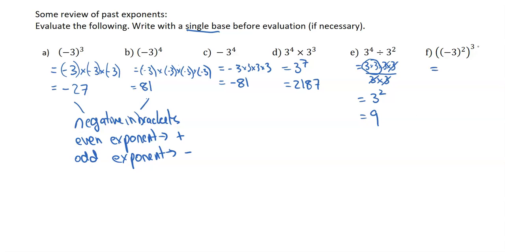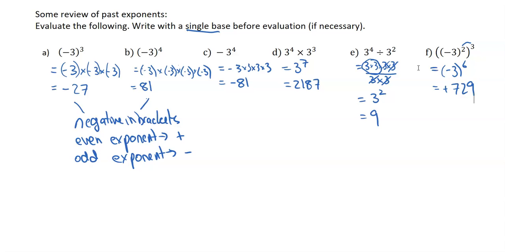The last one is, again, we'll name it below, but it's the power of a power rule. We multiply this power by that one. So if you have a power inside the brackets, multiply it by the one outside the brackets. So we get negative 3 to the power of 6. We multiply them together. And then negative 3 to the power of 6, because it's an even exponent, it's positive. And then it's 729. All right, so there's some quick review of what we've done in the past.